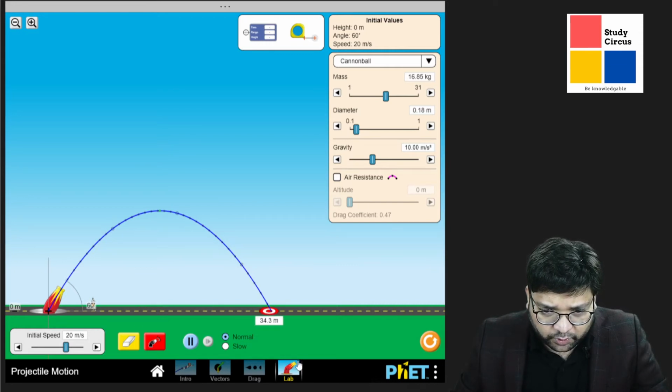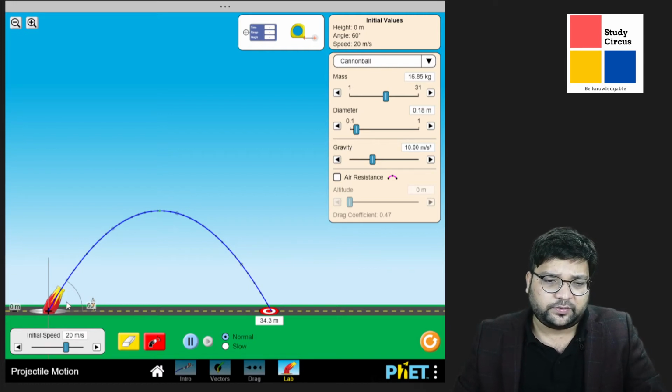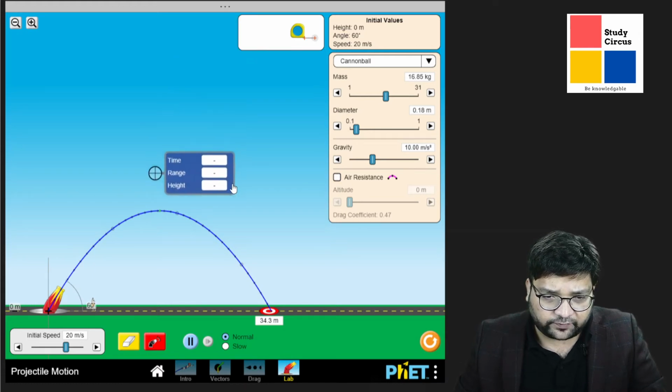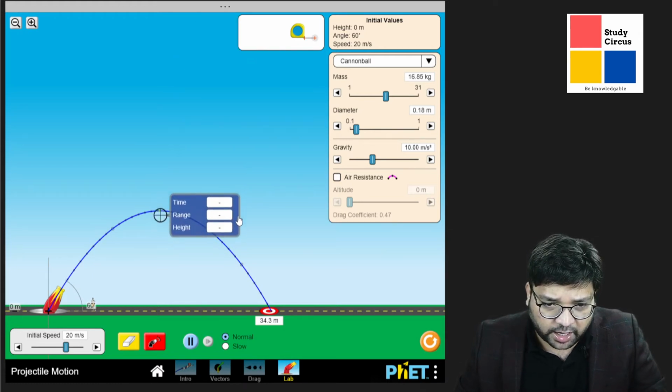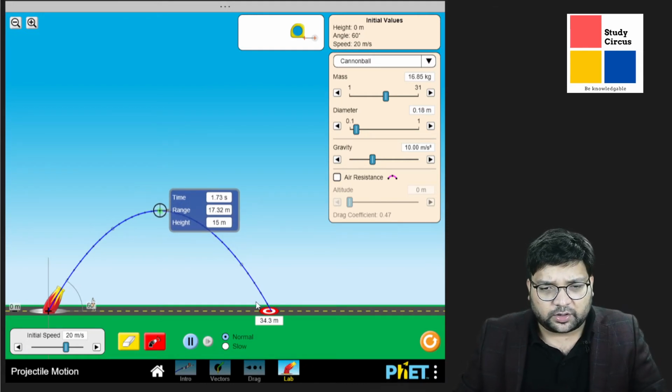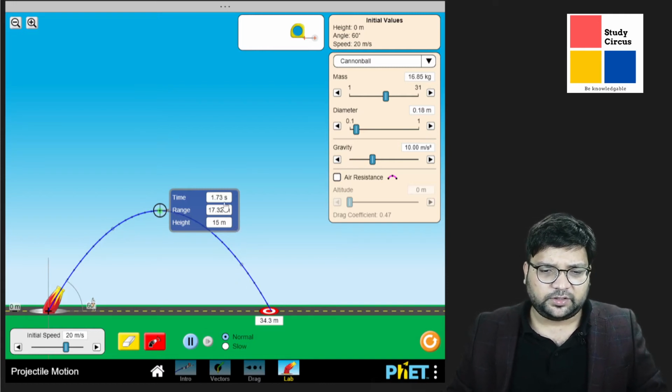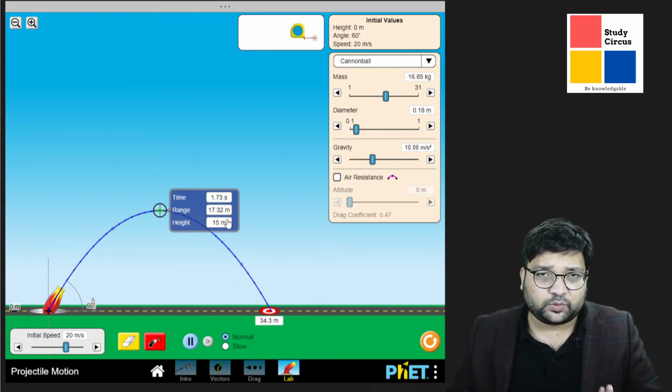This is around 34 meters, okay. From the starting point it has fallen, okay. And if you try to find out the height of this point, the maximum height is around 15 meters, okay. The maximum height is 15 meters. Time to reach the maximum height is 1.7.